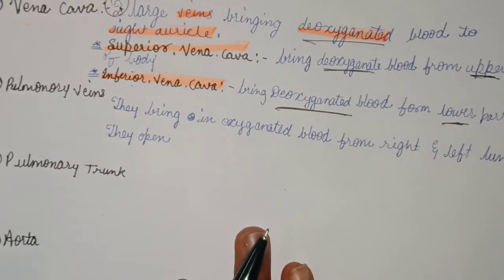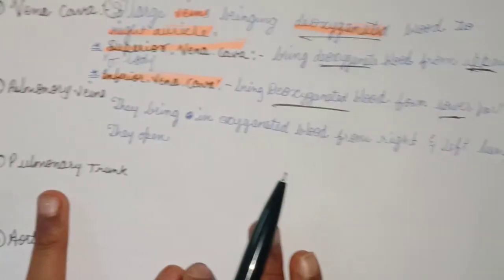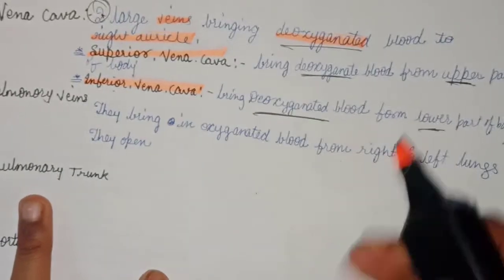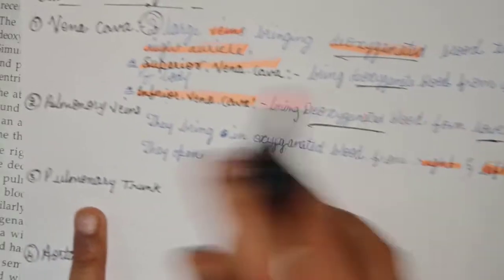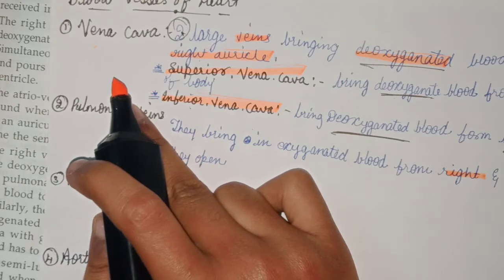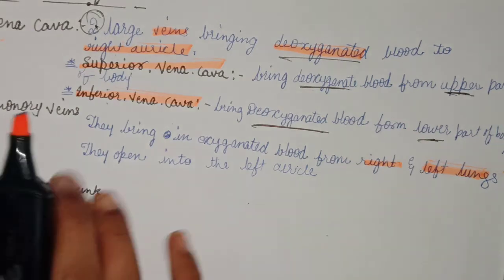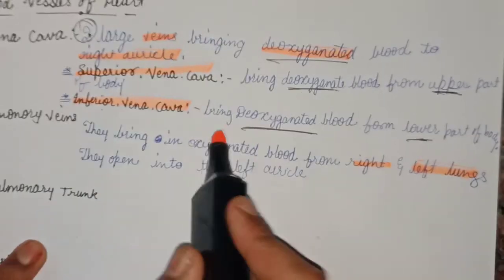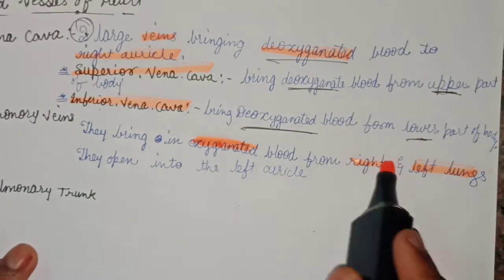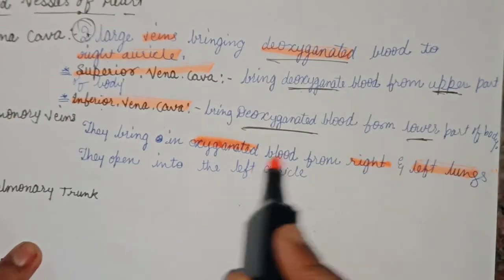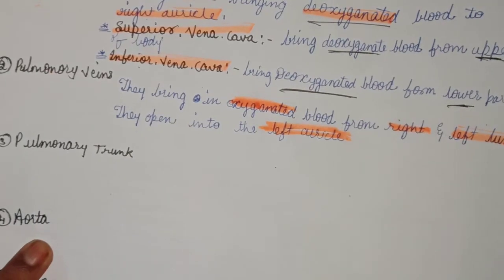Next is pulmonary veins. Here, pulmonary veins bring the oxygenated blood from the right and left lungs. Again, very important point. Pulmonary veins bring oxygenated blood, which you need to remember, not deoxygenated, oxygenated blood from the right and left lungs. And pulmonary veins open into the left atrium. Remember these things and your marks will be more.